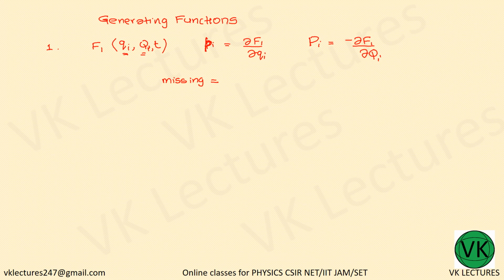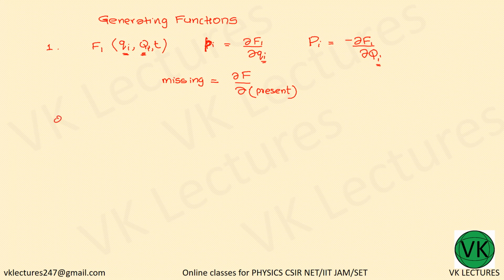Okay, so dou f, the generating function, by dou of present. What is present here? Here it is small qi present. Here capital Qi is present. So capital Qi is also present here. So the missing quantity is equal to dou f by dou present.